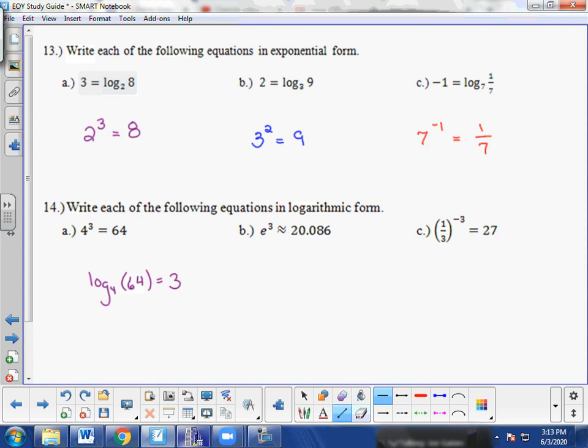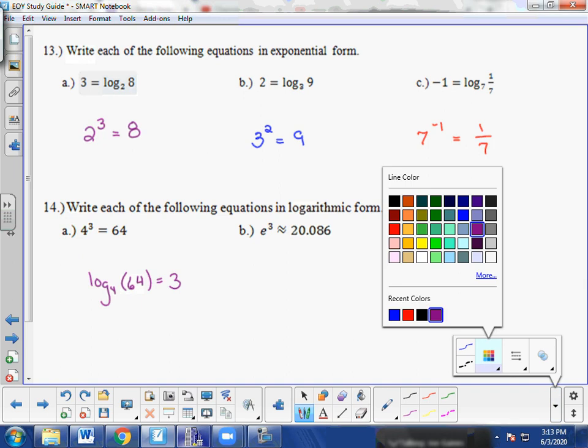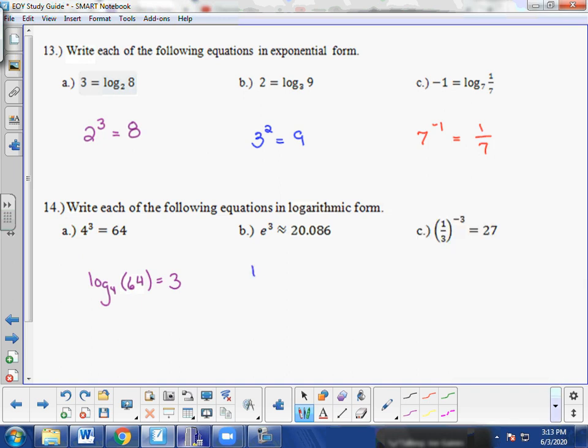In B, our base is e. So when our base is e, we would have log base e, but remember log base e can be rewritten as the natural log. Our input value for the natural logarithm would have been the output value for the function. So the natural log of 20.086 is equal to 3.